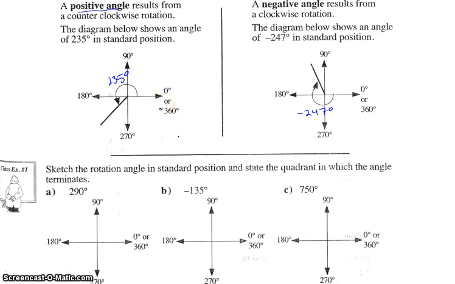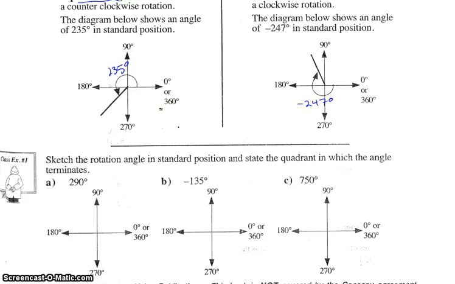Sketch the rotation angle in standard position and state the quadrant in which each angle terminates. So all angles begin from the positive x-axis if drawn in standard position. If we rotate to here, we've gone 90 degrees. Here, 180, 270, and we want 290. So we're going to go 20 degrees past 270. We have to put a little arrow on the end of that rotation angle to indicate which direction we went in. And that would be an angle of 290 degrees drawn in standard position.